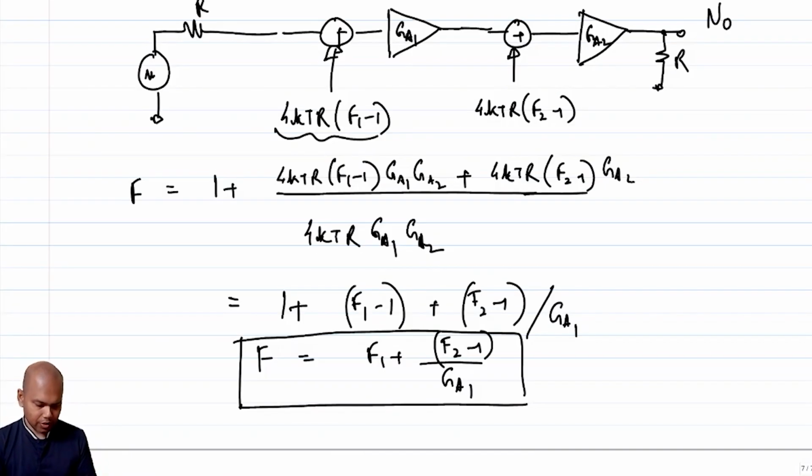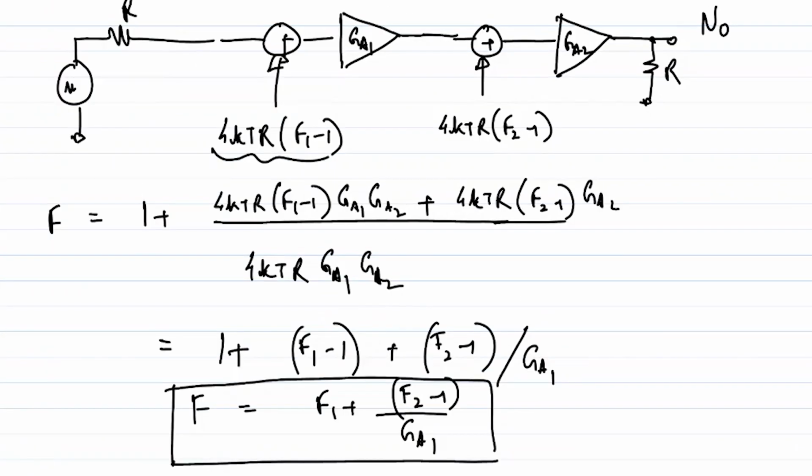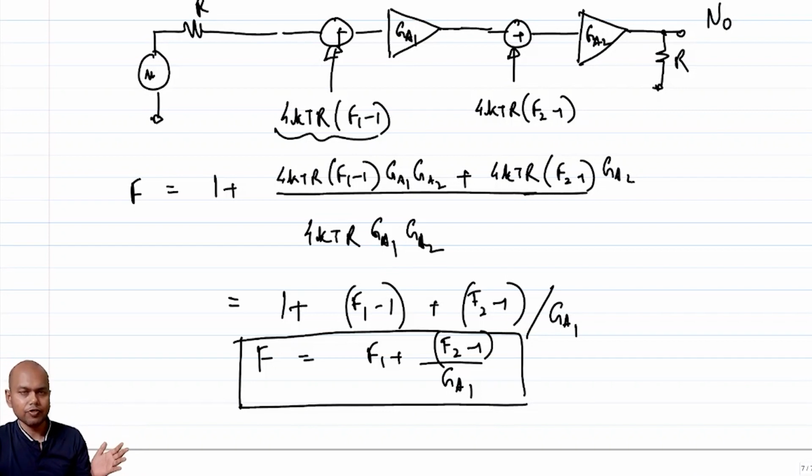So firstly, what does it tell you? It tells you that the noise factor of the latter stage gets divided by the gain of the first stage, right? And if the gain of the first stage is high enough, if GA1 is much greater than 1 and F2 and F1 are of similar values, then the noise figure of the entire chain is essentially the noise figure of the first stage, right? So clearly the noise figure of the subsequent stages does not matter as much as the noise figure of the first stage.